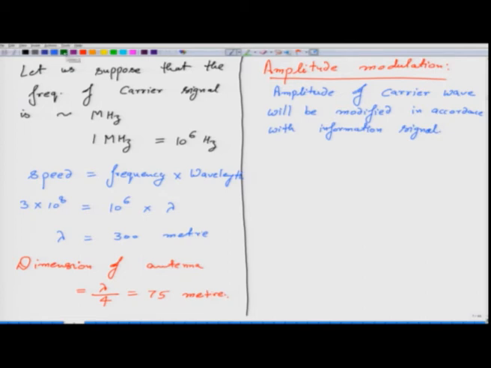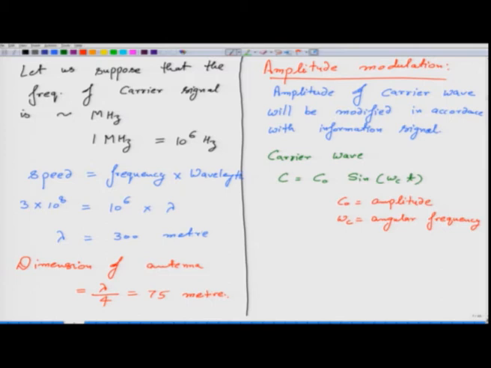Let us see what this does. So, if I express the carrier wave by an equation that C is equal to C naught sine of omega c t, this is the electric field of the carrier wave, C naught is the amplitude, and omega c is the angular frequency of the carrier wave.